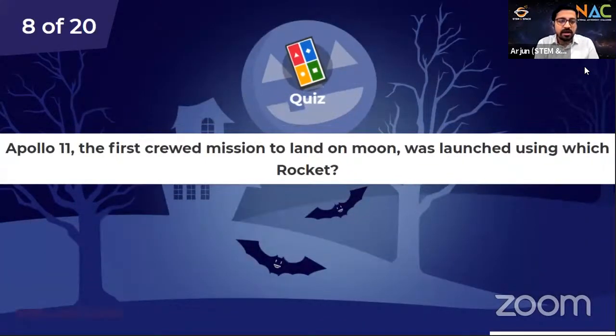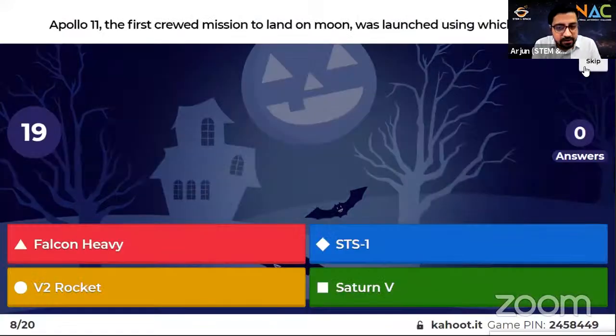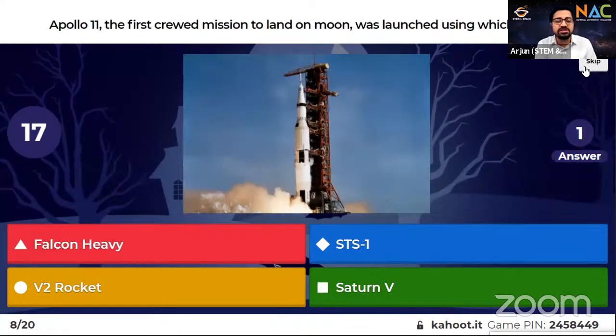Question number eight. Apollo 11, the first crewed mission that landed on the Moon, was launched using which rocket? Apollo 11 was launched using which rocket? Was it Falcon Heavy? Was it STS-1? Was it V2 rocket or was it Saturn V?